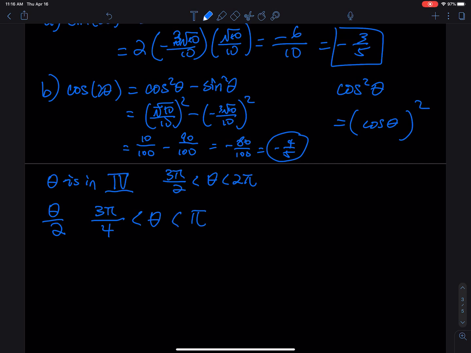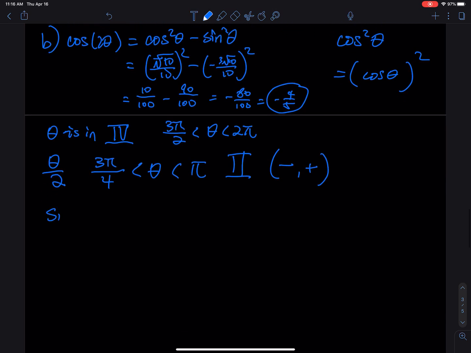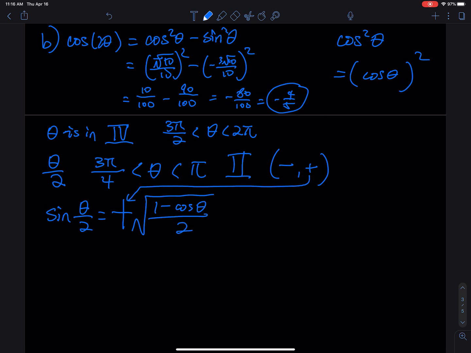Look at your unit circle, 3 pi over 4 and pi. Where is that? That is in quadrant 2. So in quadrant 2, we have negative x and positive y. So we have sine of theta divided by 2. Tell me, what sign? Plus or minus? Y is plus, so big plus. The square root of 1 minus cosine theta divided by 2. The plus is carried over there.